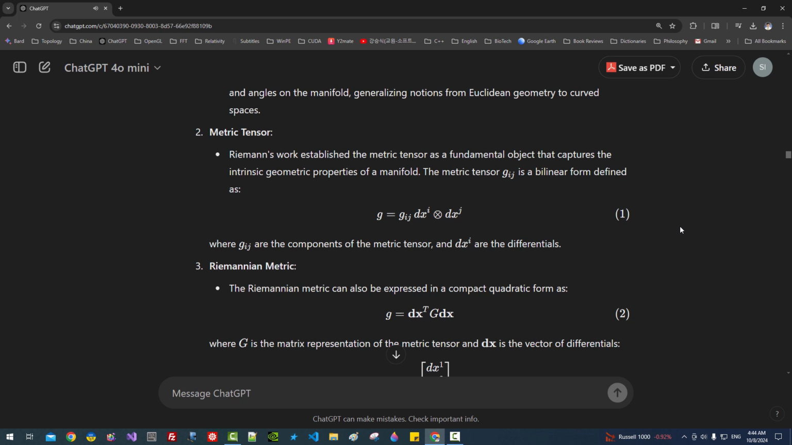2. Metric tensor. Riemann's work established the metric tensor as a fundamental object that captures the intrinsic geometric properties of a manifold. The metric tensor, g_ij, is a bilinear form defined as g = g_ij dx^i ⊗ dx^j (1), where g_ij are the components of the metric tensor, and dx^i are the differentials.